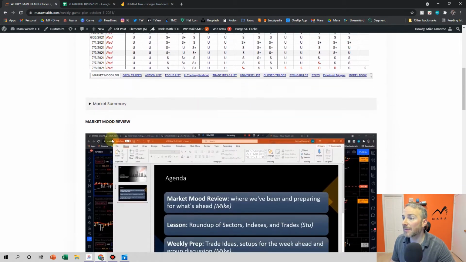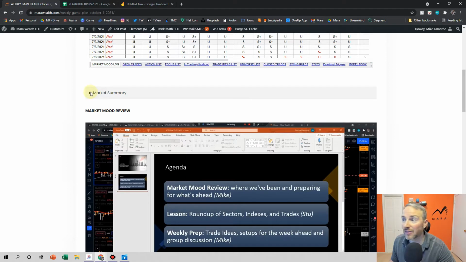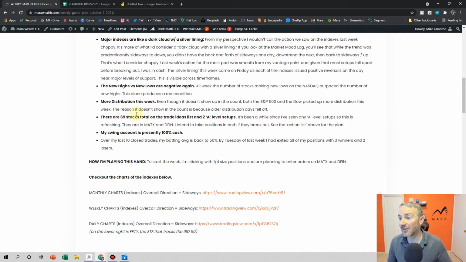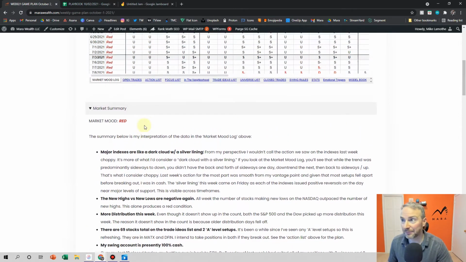You're also going to be able to get a market summary. This is done once a week on the weekend, and I will explain the current market condition that I'm seeing and give you the rationale as to why it's this condition and what kinds of actions I'm taking. Like, for example, this week it happens to be a red condition, and so I go through, well, why do I think that it's a red condition? And I give you all of my thoughts right here.